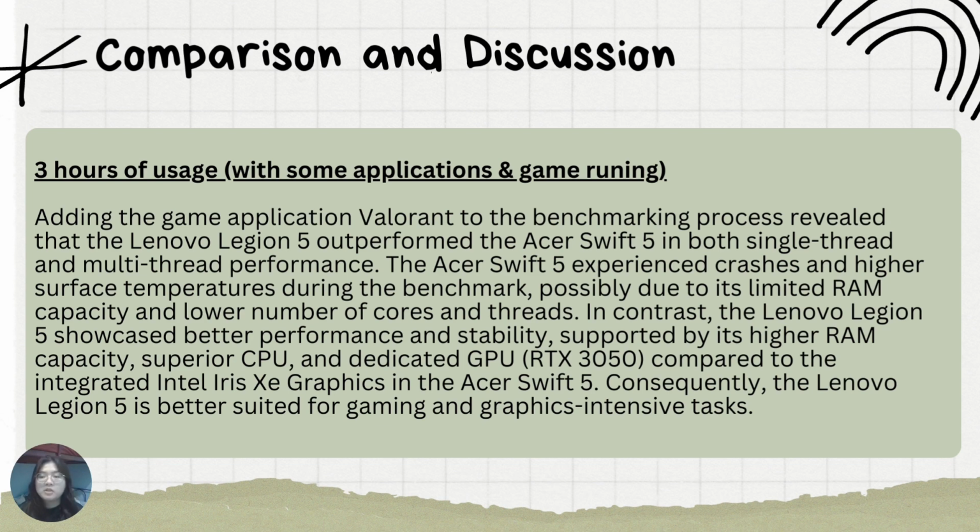The Swift 5 experienced crashes and higher surface temperatures during the benchmark, possibly due to its limited RAM capacity and lower numbers of cores and threads. In contrast, the Lenovo Legion 5 showcased better performance and stability, supported by its higher RAM capacity, superior CPU, and dedicated GPU RTX 3050 compared to the integrated Intel Iris Xe graphics in the Swift 5. Consequently, the Lenovo Legion 5 is better suited for gaming and graphics-intensive tasks.